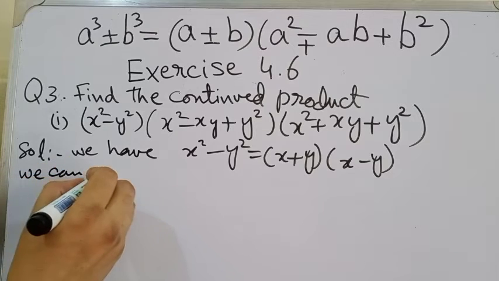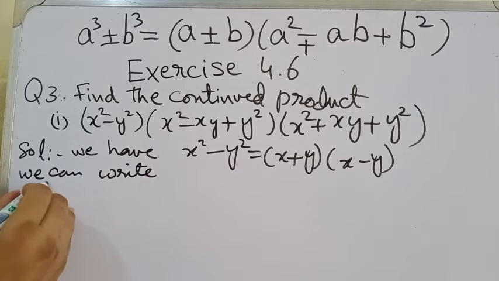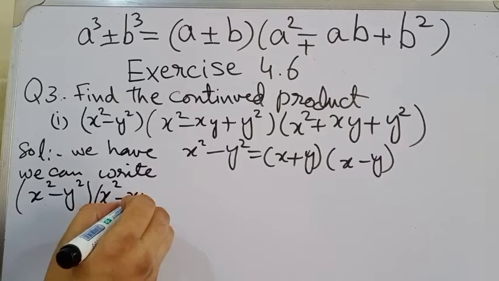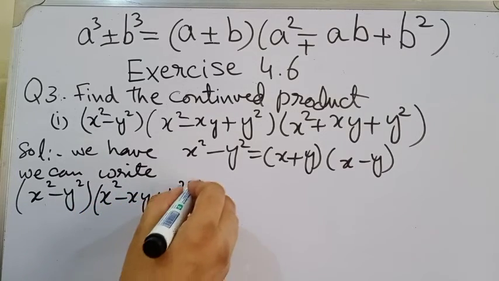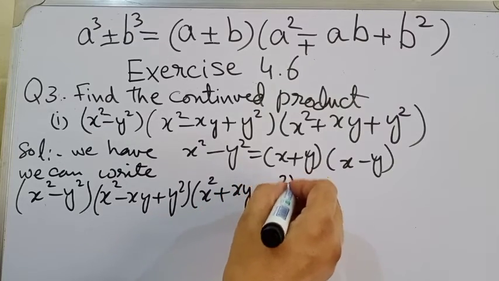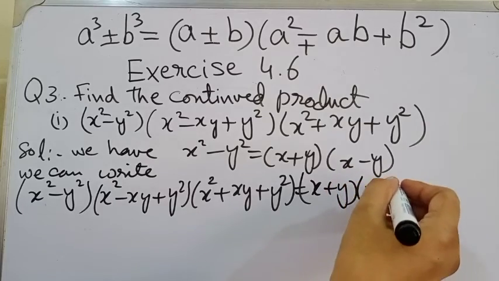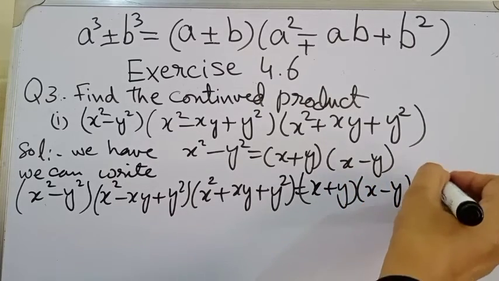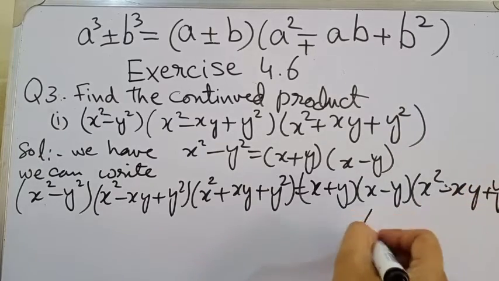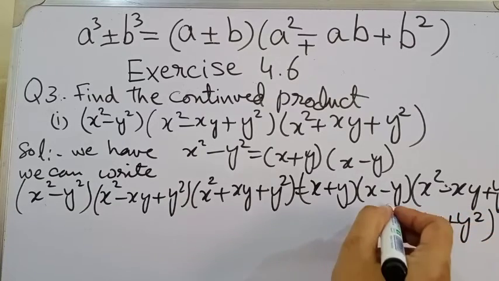We can write x square minus y square into x square minus xy plus y square into x square plus xy plus y square is equal to x plus y, x minus y into x square minus xy plus y square into x square plus xy plus y square.